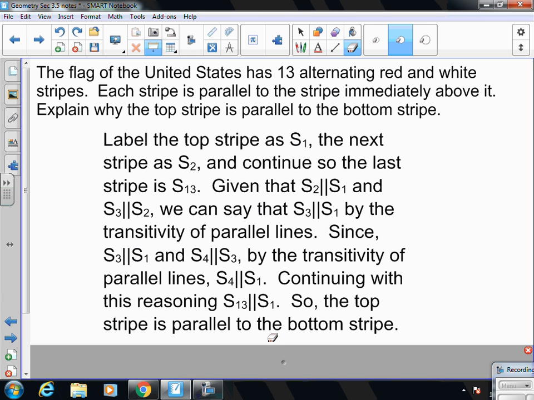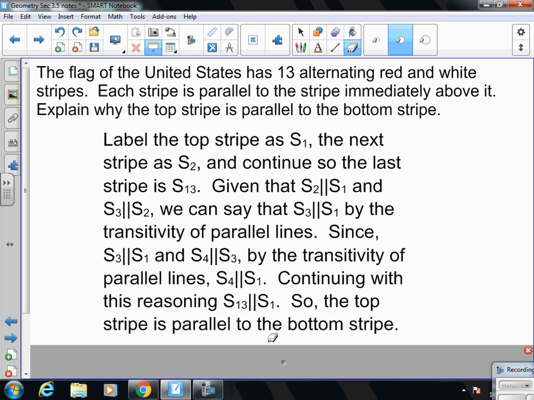So if you label the top stripe as S1, it's stripe 1, the next stripe as S2, and continue, so that the last stripe would be S13. So it's just giving us a way to identify them all without having to say stripe 1, then the second stripe, then the third stripe, then the fourth stripe.